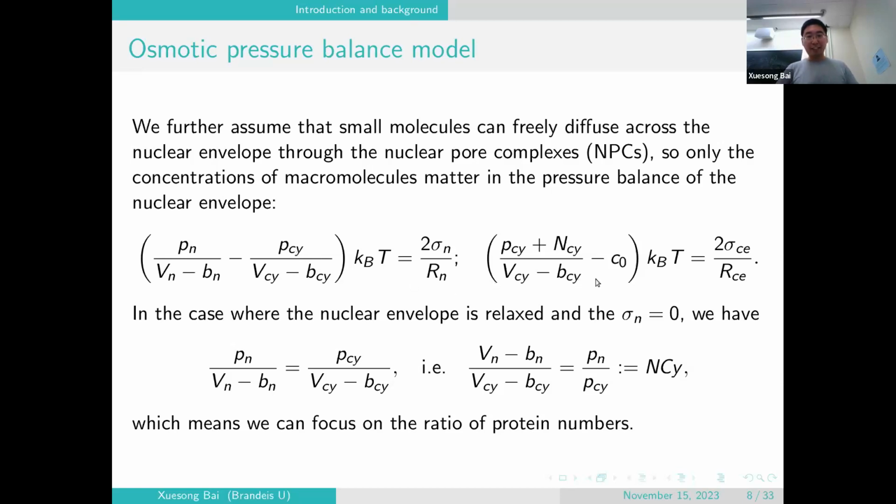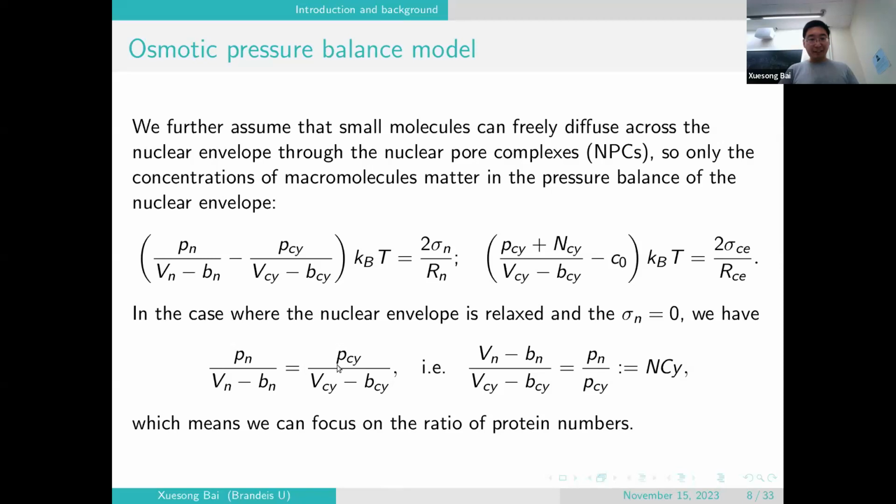For the second equation, which is the balance across the cell membrane, of course, the small molecules do matter. But what we are interested in are these Vn minus Bn and Vc minus Bc, these volumes. So we only look at the first equation. From the first equation, if we assume the nuclear envelope is relaxed and the tension is 0, then these concentrations are balanced: the concentration of proteins in the nucleus equals the concentration of proteins in the cytoplasm.